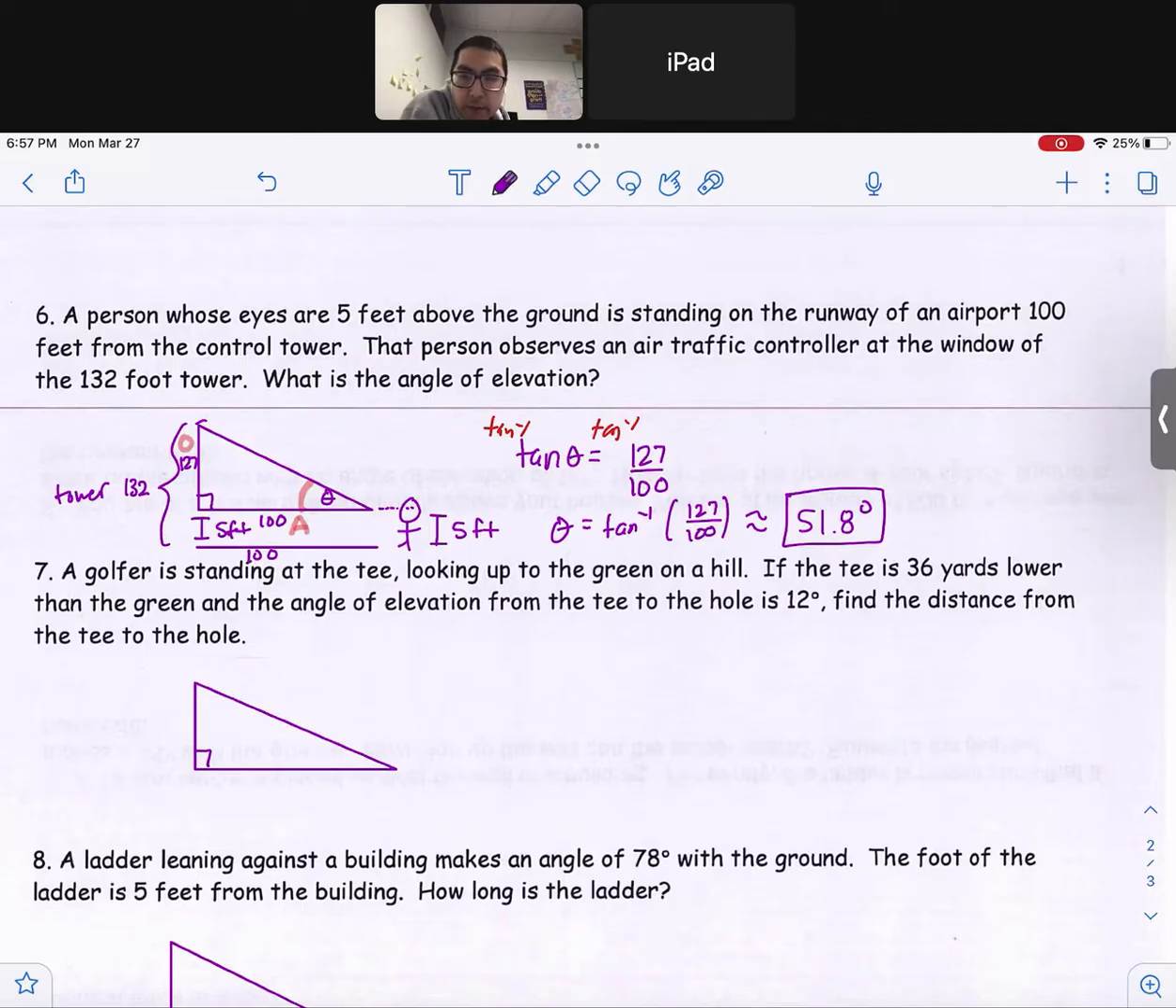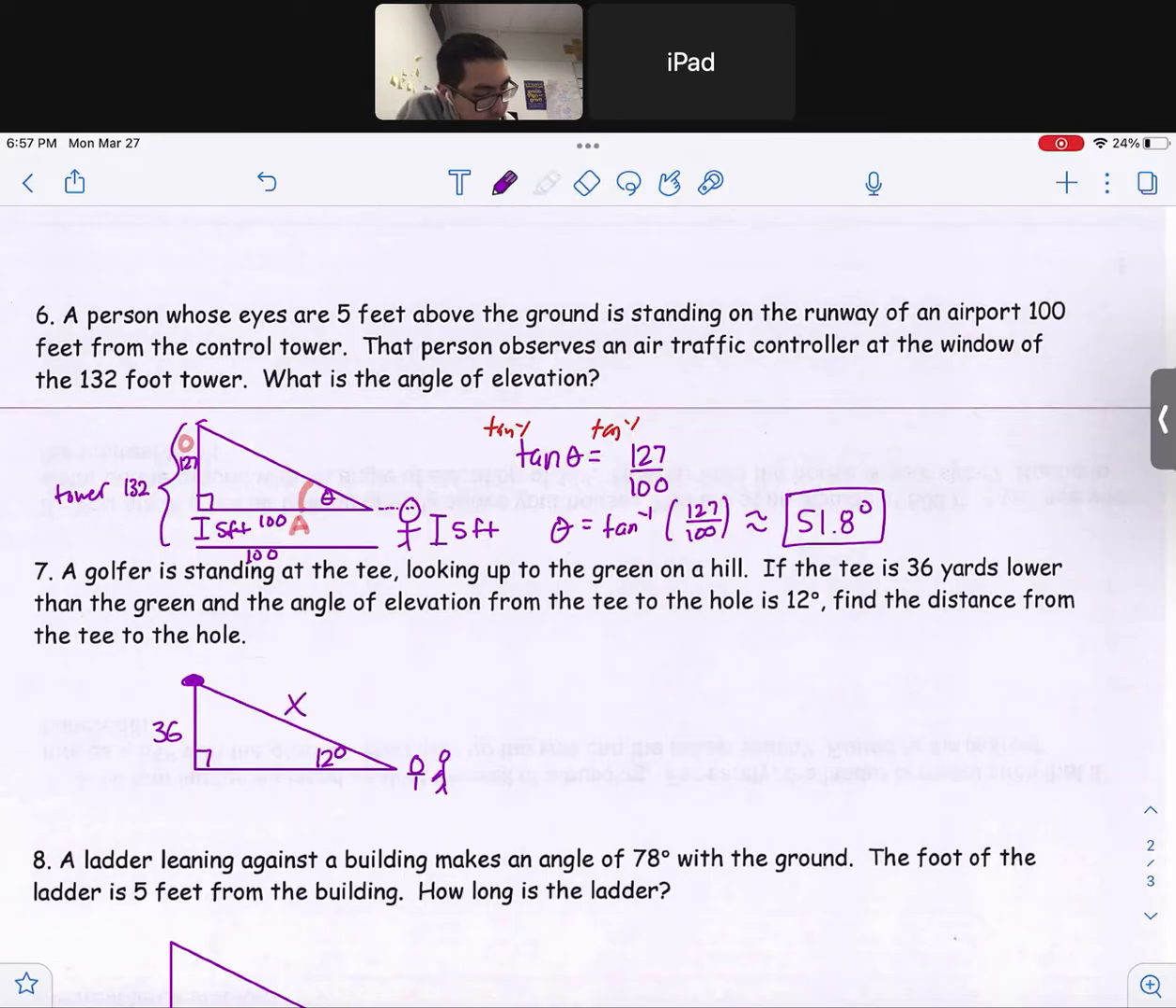Okay, number 7. A golfer is standing at a tee looking up to a green on a hill. So the golfer, you guys, is down here. So the tee where we're at is 36 yards lower than the green. And the green, you guys, is where the hole is, by the way. Because he's looking up at the hill, right? The angle of elevation is 12 degrees, so find the distance from the tee to the hole. So you gotta find this distance, you guys, right there. From the tee to the hole.